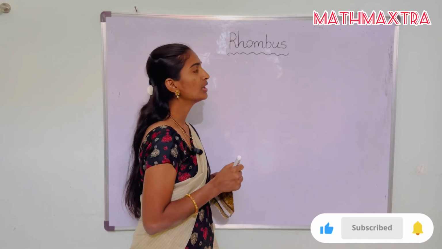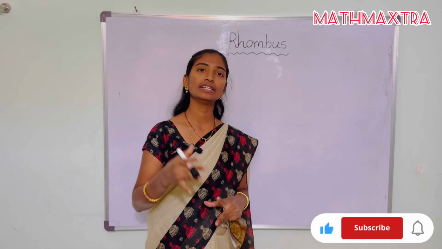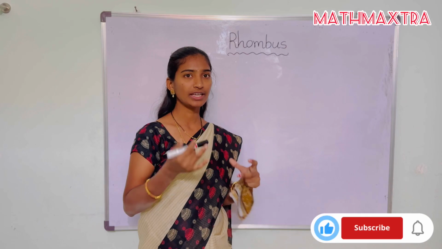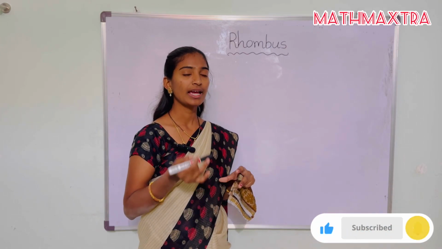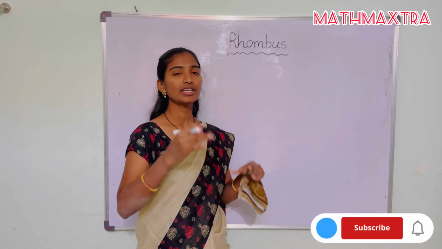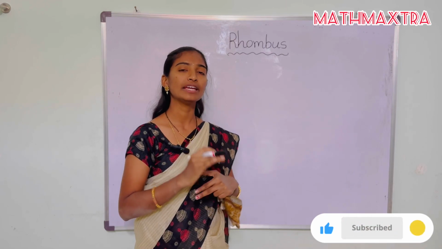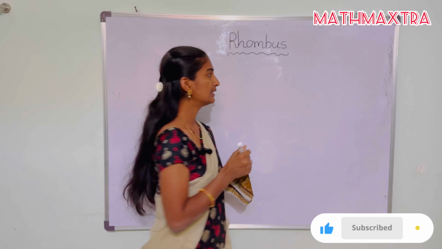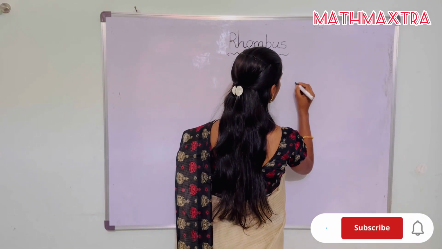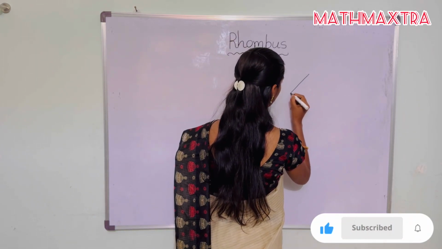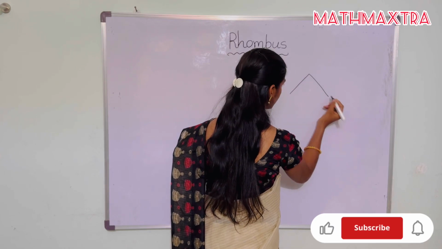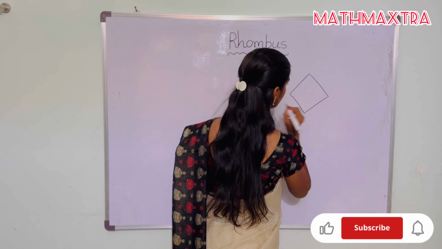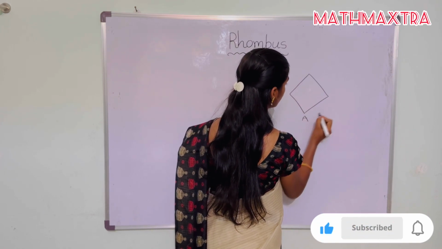So if you want to say it in terms of parallelogram, every rhombus is a parallelogram, right? A parallelogram in which the adjacent sides are equal, then we call that a rhombus. See, this is a rhombus.